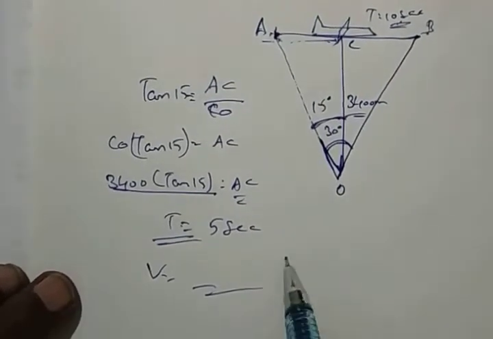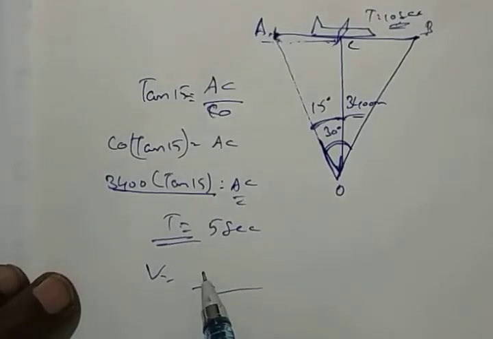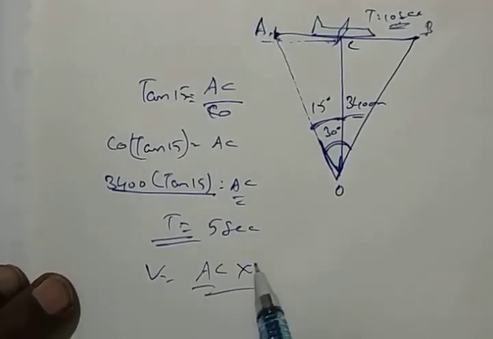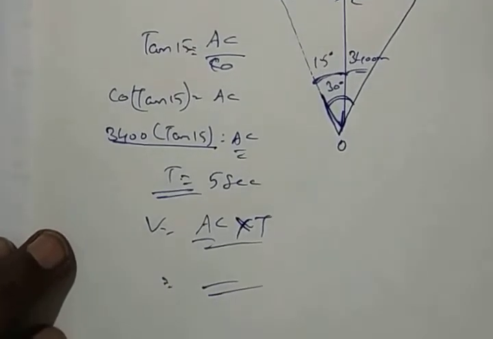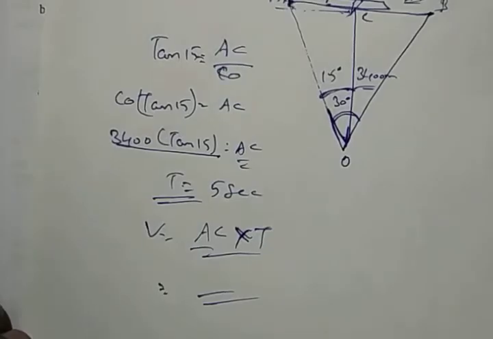So do it as homework. Velocity is equal to AC upon time taken. You put in this value and you will get the velocity. Okay, take it as homework. You can just finish it here. Last question now.